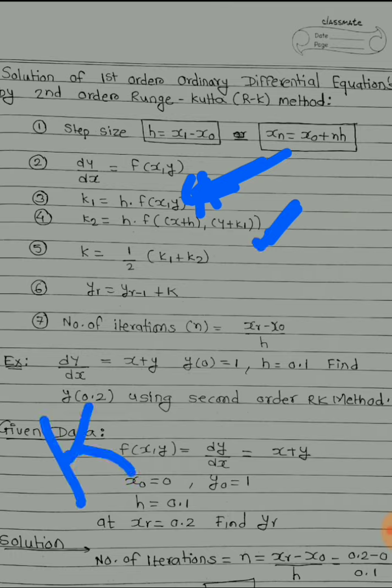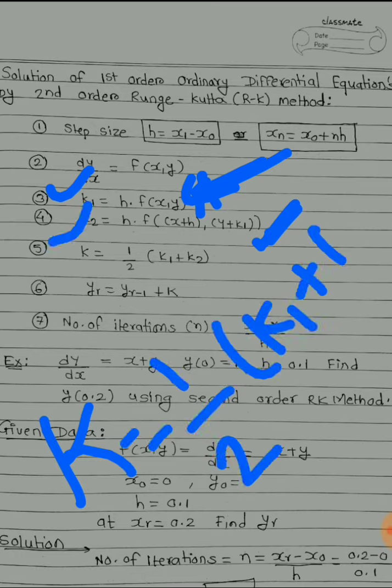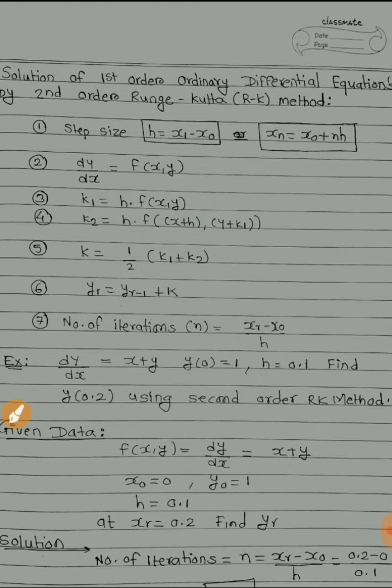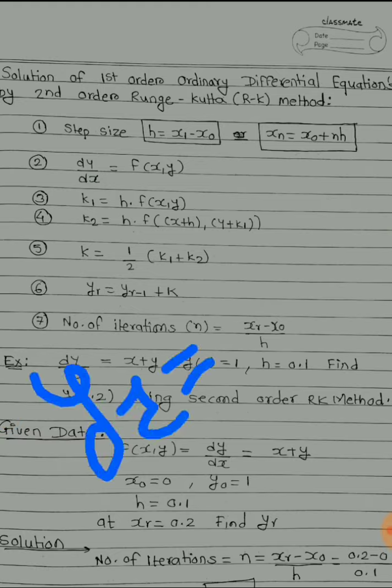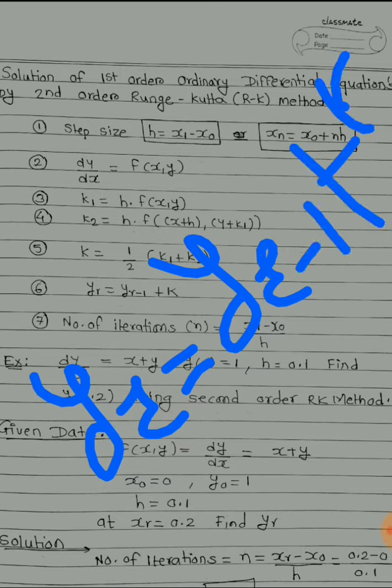Then finally from these two values of k1 and k2, k is calculated as k is equals to 1 by 2 into k1 plus k2. This is the value for k. And why to calculate this k value is to calculate new value of y. So new value of y, that is yr, is given by yr minus 1 plus k. K value just now I have stated how to calculate that.